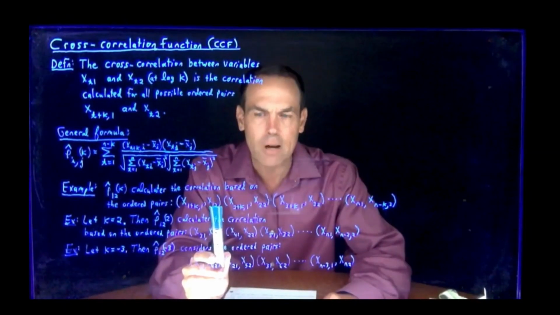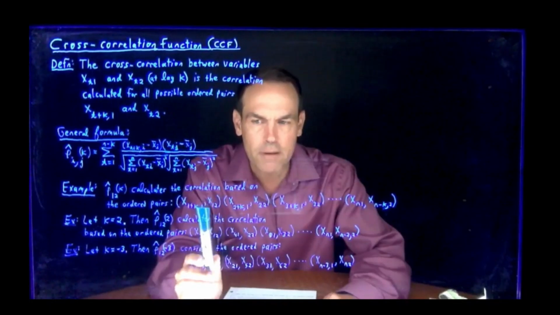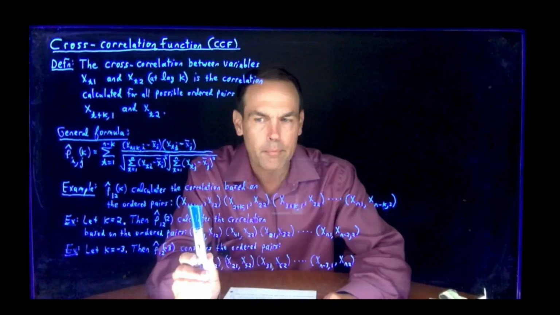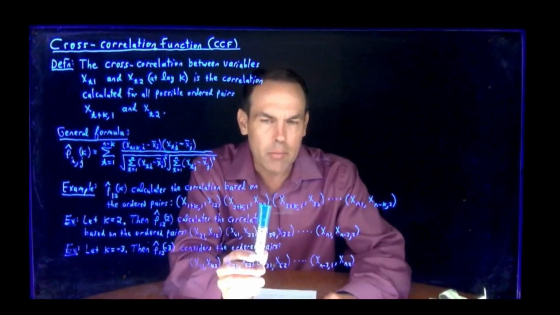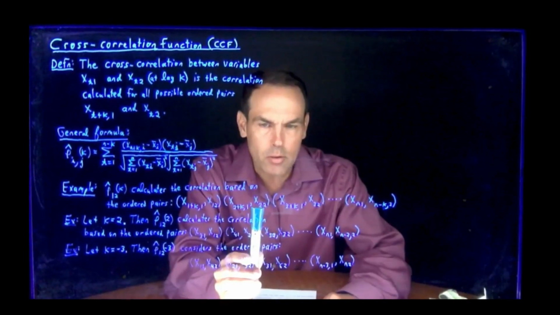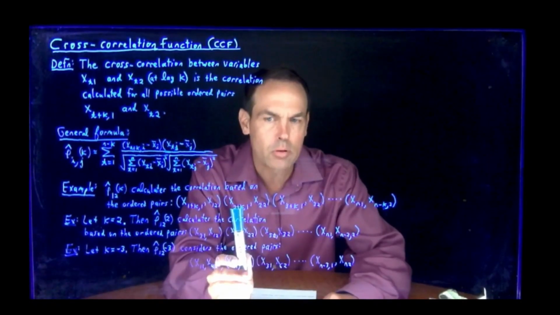Okay, so I want to do it this way. Let's look at the second variable first. I think that'll be easier to do instead of looking at the first. Look at the second variable, and we're talking about time point 1. Well, that's going to be paired with the first variable at time point 1 plus k. Let's go to the second ordered pair. Variable 2 at time point 2 paired with variable 1 at k lags ahead of 2.